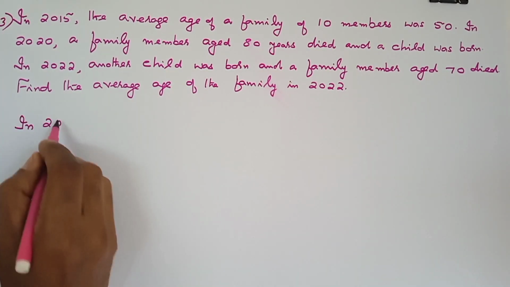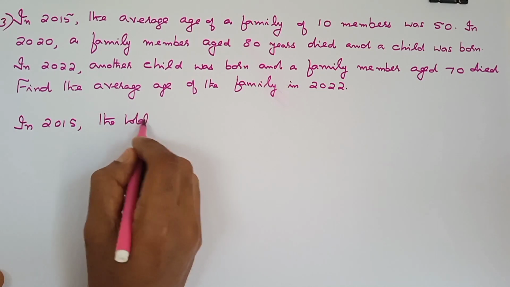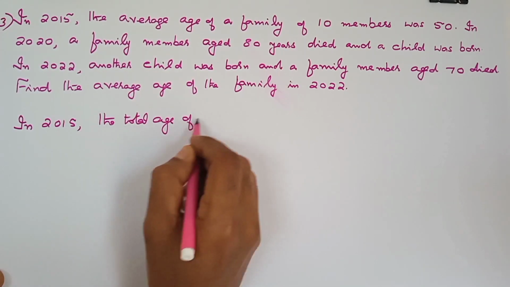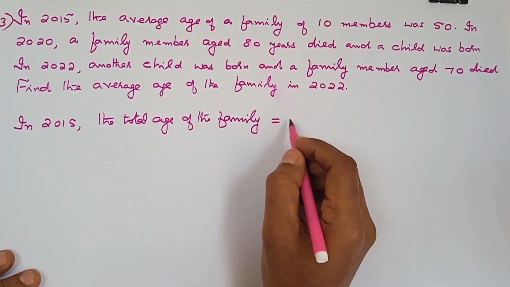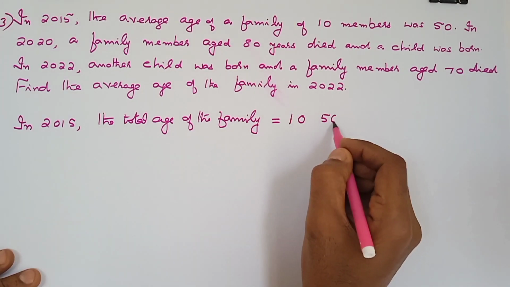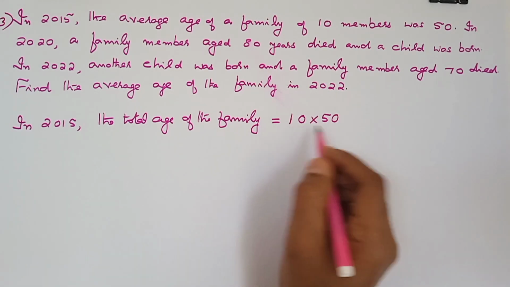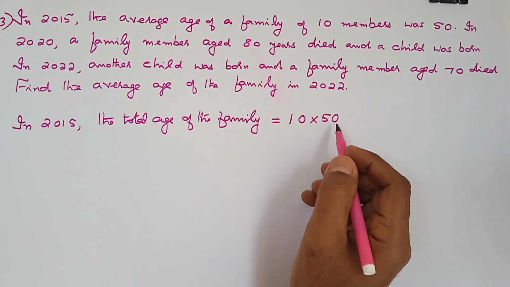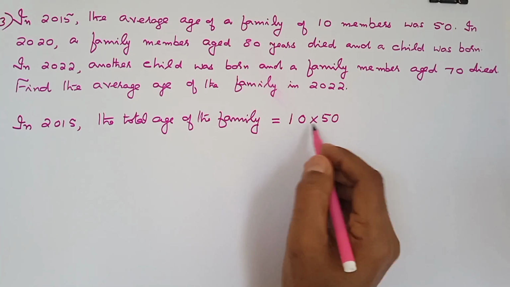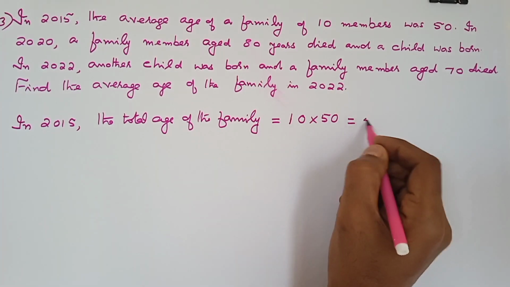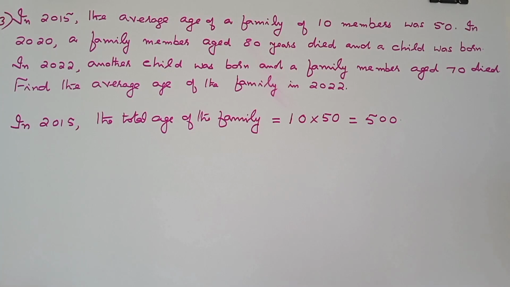So in 2015, you can work out the total age of the family. You know the number of members in the family, which is 10, and they say the average age was 50. If you multiply the number of people by the average age, what do you get? You get the total age of the whole family, which is 500. Now come to 2020.